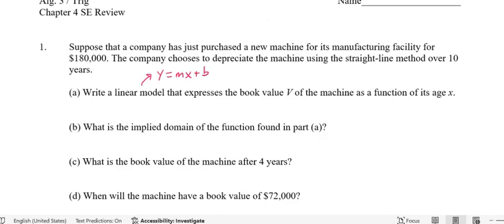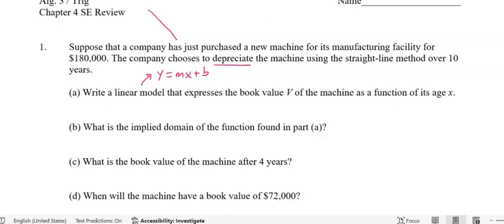And so this particular scenario is talking about a new machine that is, the word is depreciating, and that's just another way of saying it is going down, it's declining in value. So you can think of this as a line with a negative slope, because over time the machine cost $180,000 when it was new, but over time its value decreased because of age and usage.